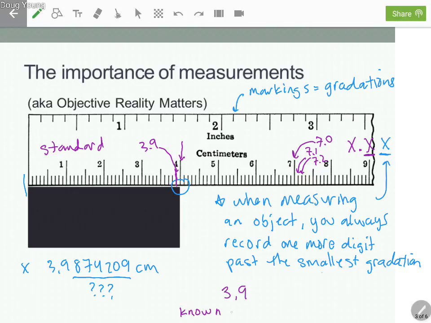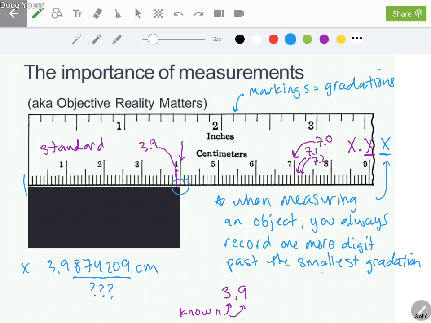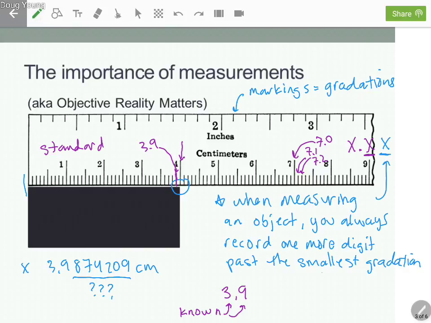I can just look at the ruler. I know that it's 3. I know that it's past 0.9. But the unknown one, the one I'm not too sure about, I have to guess. So if I'm looking at this, it's kind of hard to see. I'm going to say that's 3.98. And this we would call the uncertain digit. That last one that you have is the uncertain digit.